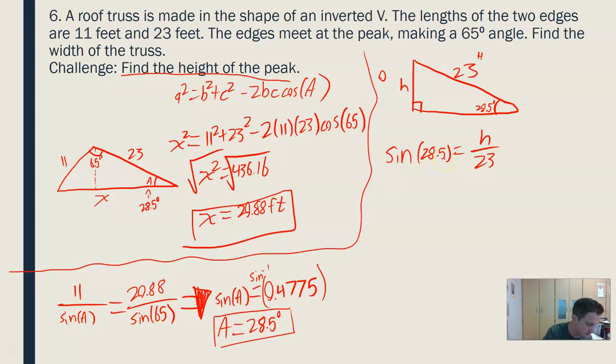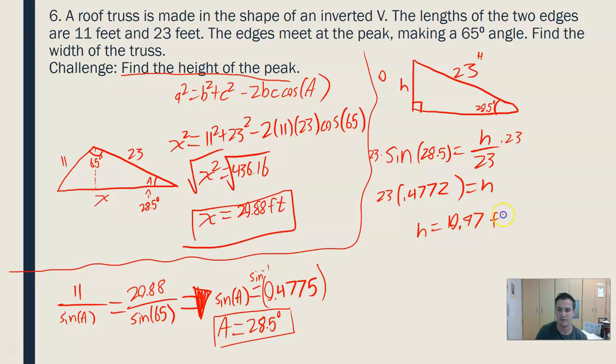The sine of 28.5 is 0.4772. I multiply by 23 on both sides. I get 23 times 0.4772 is equal to h, which is approximately 10.97 feet. Almost 11 feet is how high that truss is going to be.